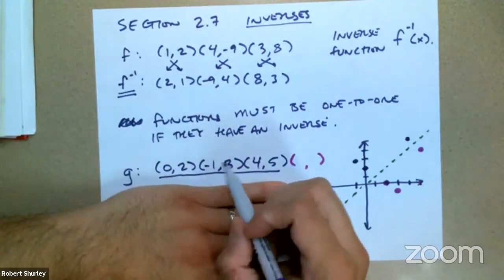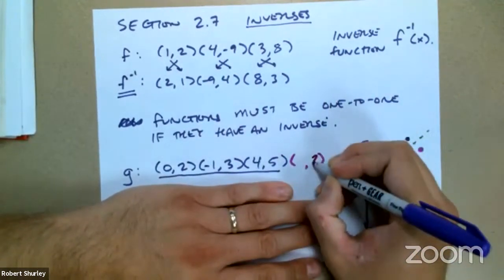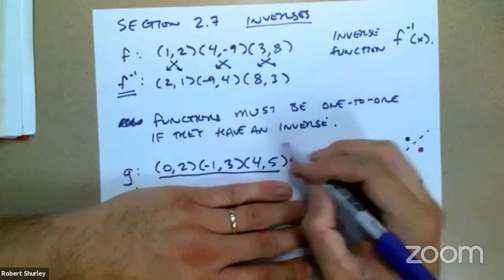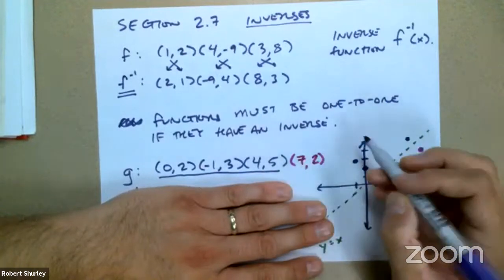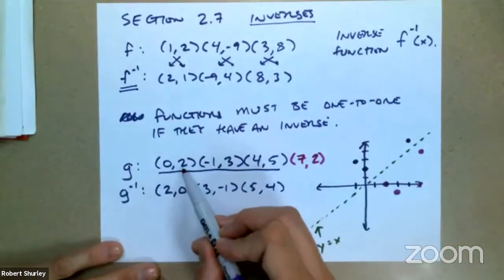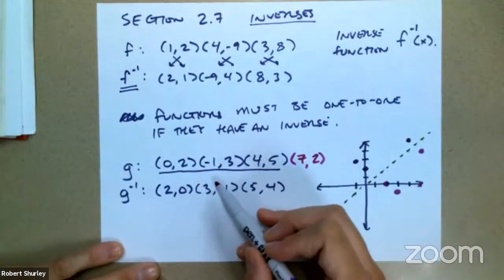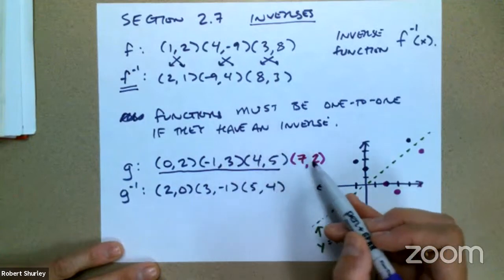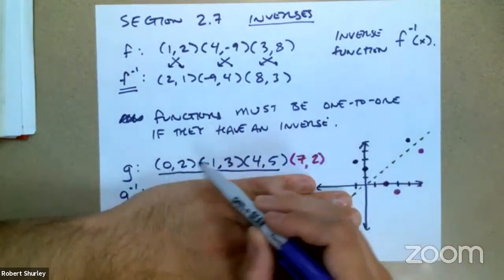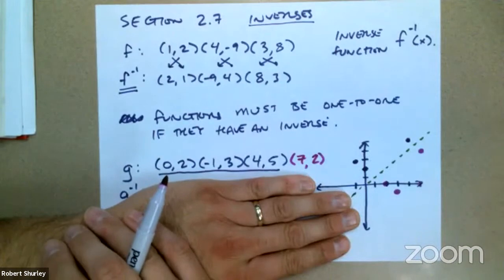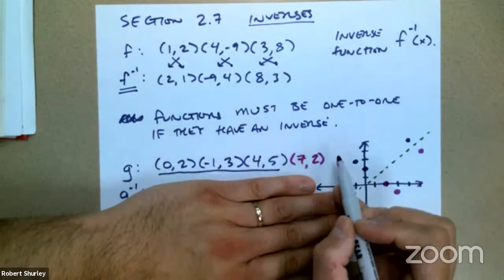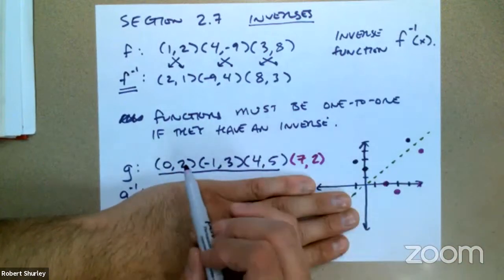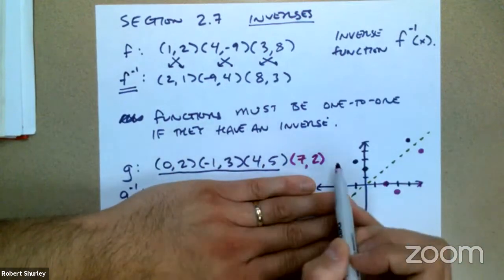So if we repeated 2, we would just have to put some other number in here other than 0, -1, and 4. So let's say like 7. If I gave you this function, 0, 2, -1, 3, 4, 5, and 7, 2, this function would not have an inverse. And it's because it is not 1 to 1. The y values repeat at 2.